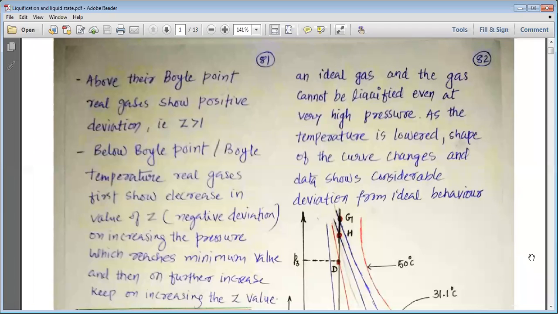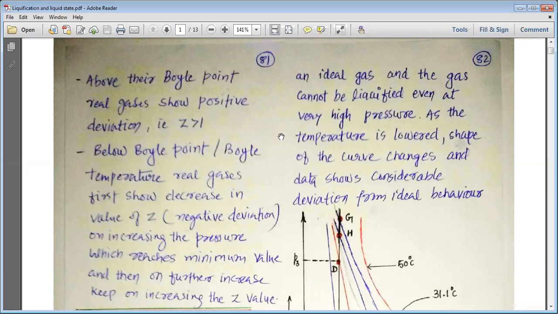The lowest pressure at which the gases can be liquefied at critical temperature is known as critical pressure, and at critical pressure and critical temperature, the volume of 1 mole of gas is known as the critical volume. We have seen that Boyle point is the point at which a real gas behaves like an ideal gas for a long range of pressures.